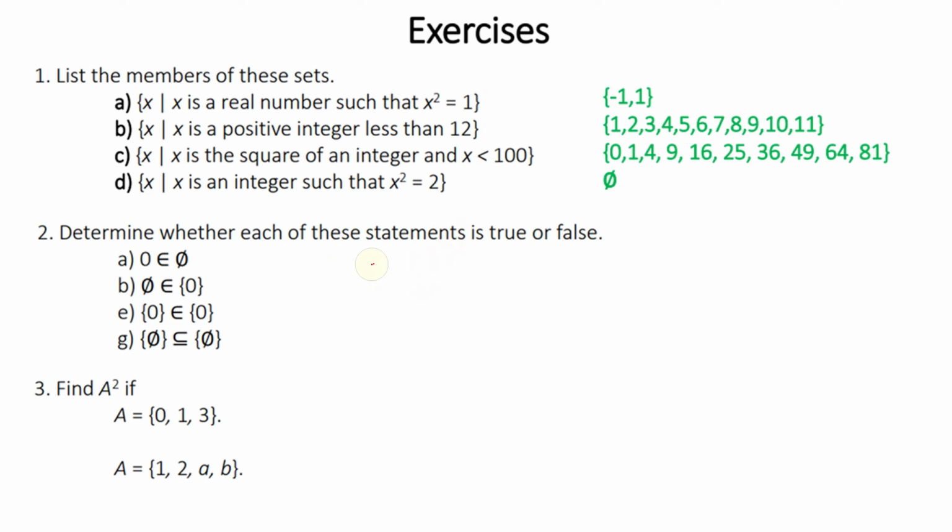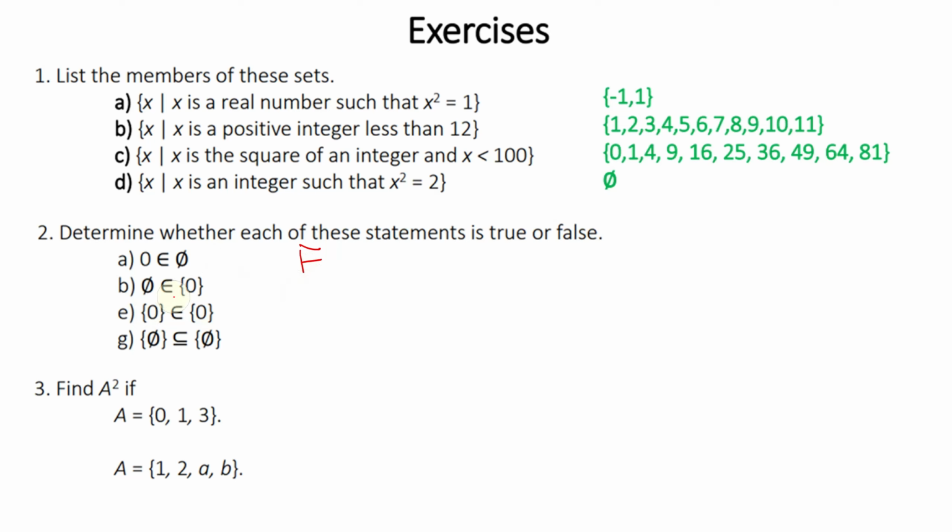Okay, now how about this? Determine whether each one of them is true. Just write T or F for each one of them. You have 4 T's or F's to write. Is this true? Is this false? Is 0 an element of the empty set? That's false, because an empty set has nothing.